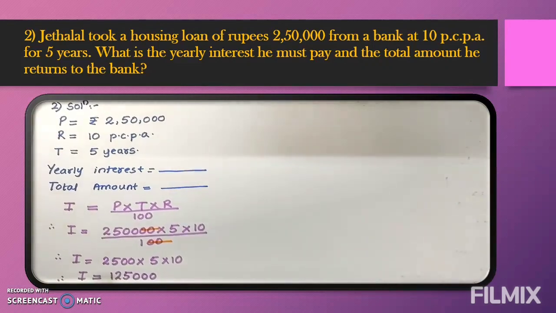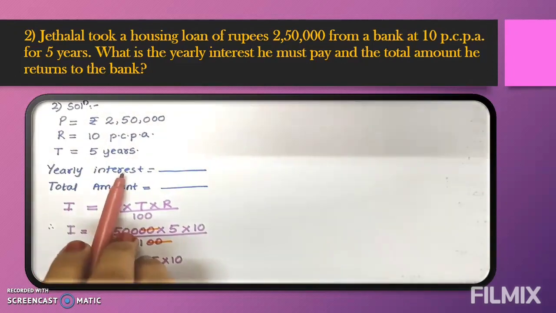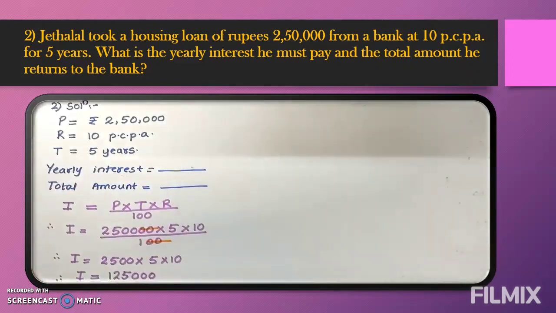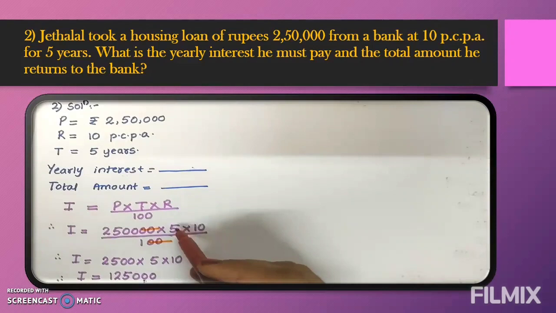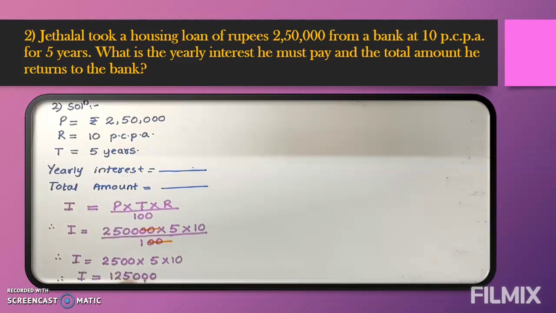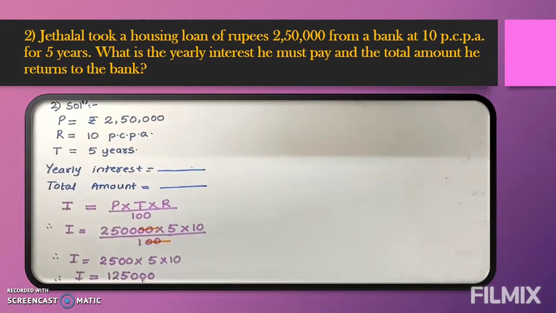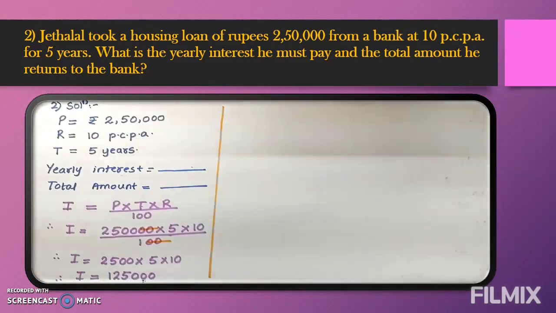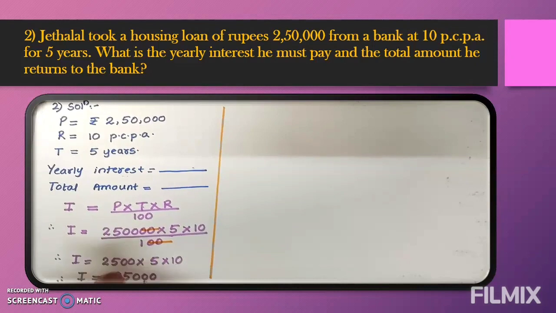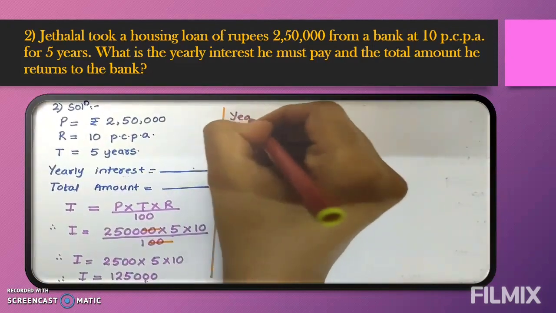Now this is the interest for how many years? What time we have substituted? 5. Means this is the value of I, but you will not write that yearly interest is equals to rupees 1,25,000. Why? Because this is the interest for 5 years, as we have substituted the value of T as 5. Means this is the interest for 5 years, not for 1 year. So here they are asking for 1 year, so we will calculate the interest for 1 year. Now this is the interest for 5 years, so we will write a yearly interest.